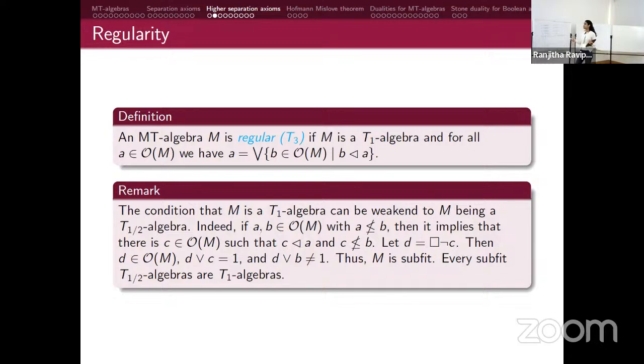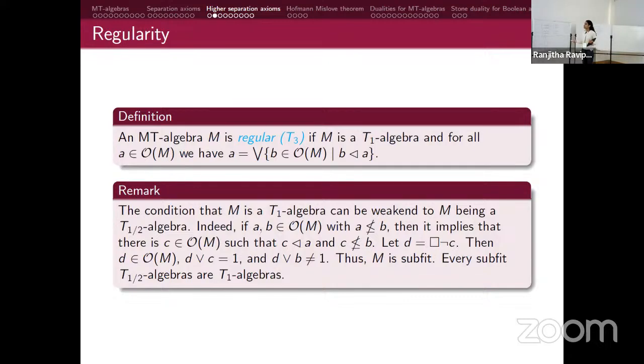So T half is actually enough for us to define a regular MT algebra. We'll see how. Suppose A, B in the opens are such that A is not below B. Then by this condition, I will get some open element C such that A is triangle C and C is not below B, just by this condition. And I pick my element D to be box negation of C. The moment I add box, it becomes open. So then D is open.